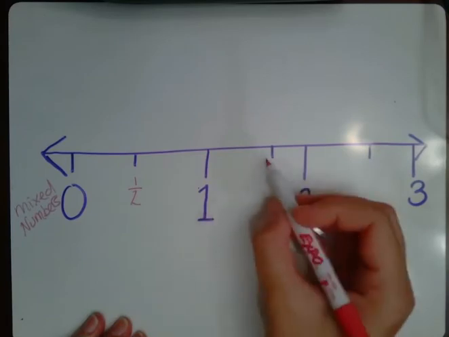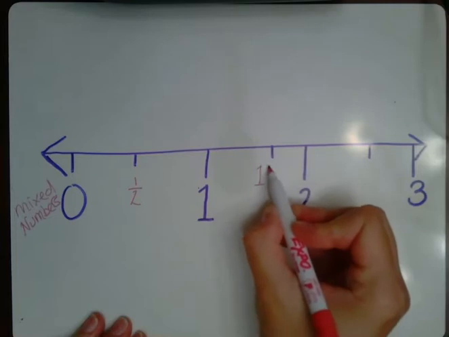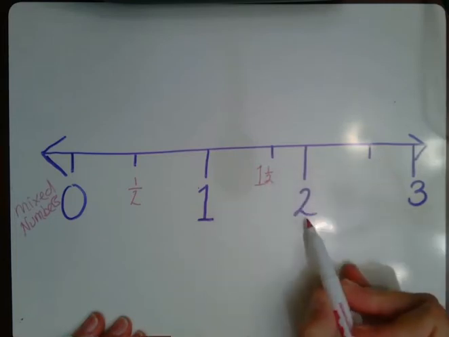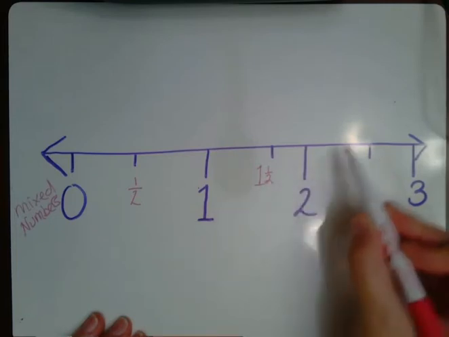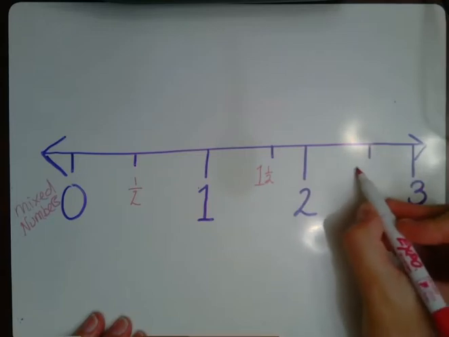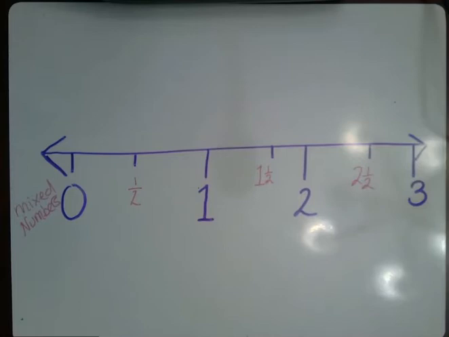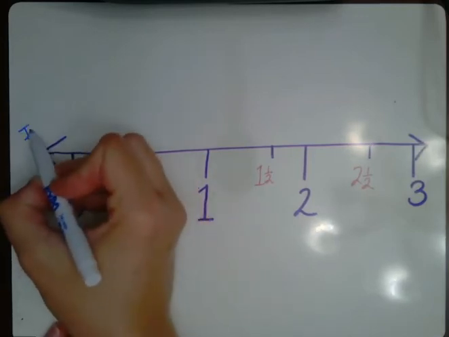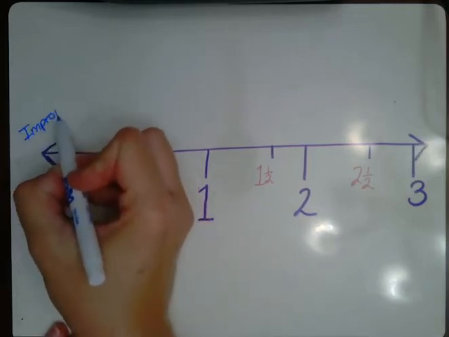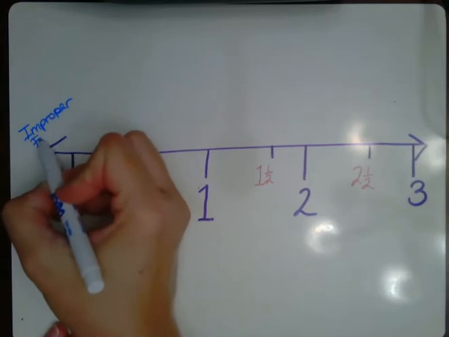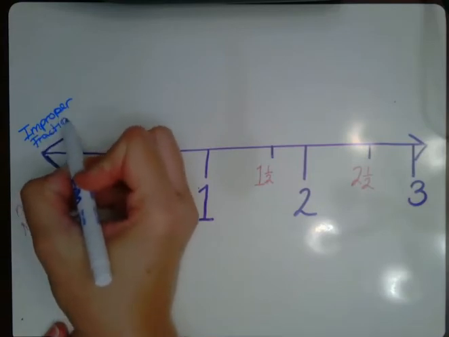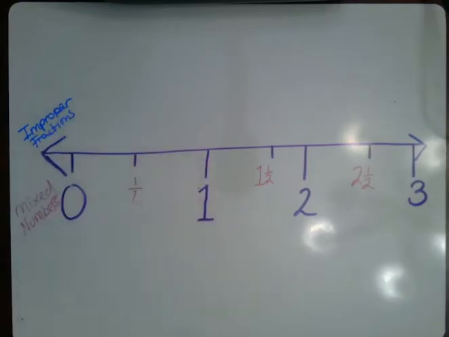The next tick mark is 1 1/2. Then we get to 2 wholes, and the next tick mark is 2 1/2. Now I'm going to go along the top of this number line, and I'm going to label the top using my improper fractions. And this is what you're going to have to look carefully for when you do today's assignment.